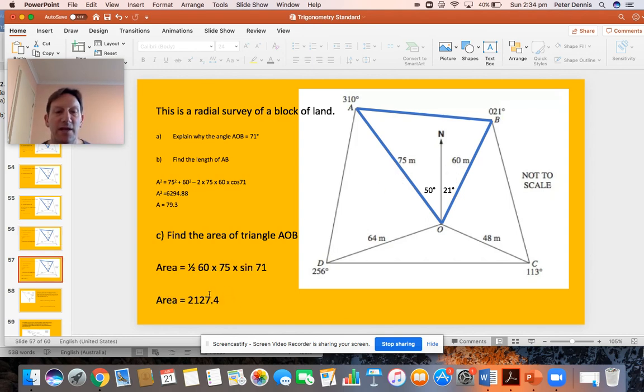What you get there is 2,127.4. Would that make sense? Well, it's a little bit less than half of 60 times 75, which sounds about right. Okay, so it's always good just to check to see if you're in the right ballpark. That looks pretty good to me.